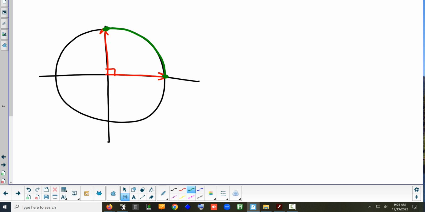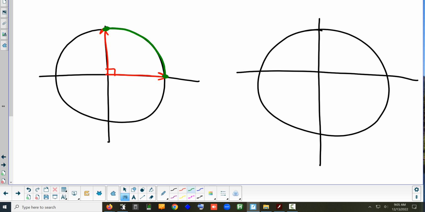And the length of this arc depends on two things. First, it depends on how big of a circle you have, and it depends on how big the angle is in that circle. Okay, so it depends on two things. Now, let me draw another circle, and assume they're the same size. Okay, how big is the angle on the left? Okay, so this is a picture of a 90-degree angle.